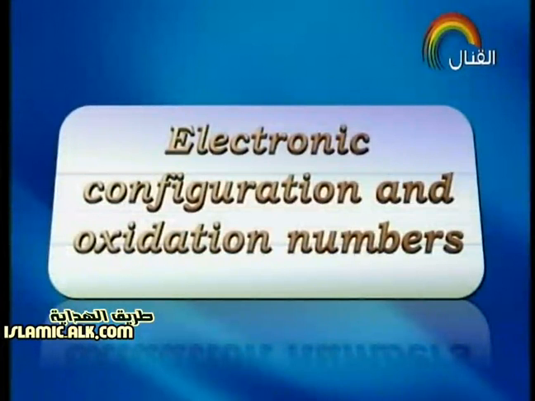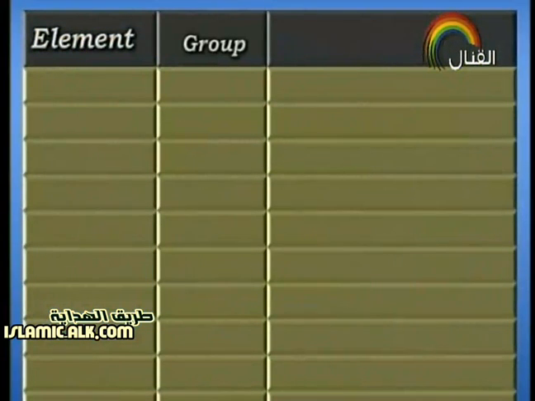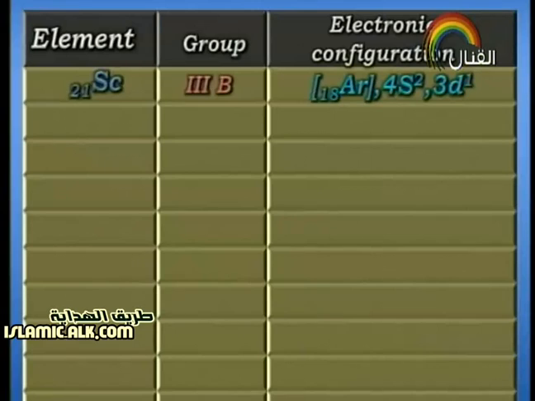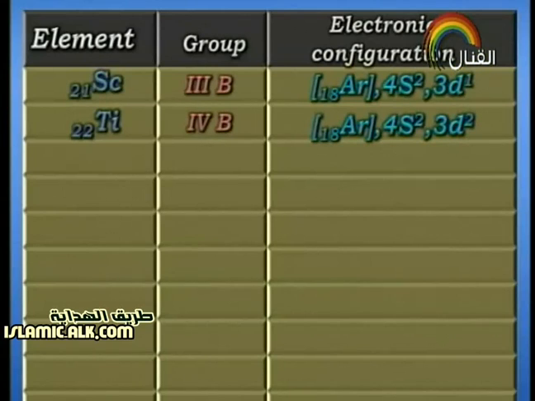My dear students, today we are going to discuss the electronic configuration and the oxidation number of the first transition series. As shown on the screen, the element, its group, and its electronic configuration. Scandium, in group 3B, takes the inert gas structure of argon ending with 4s2 3d1. Then titanium, group 4B, configuration argon 18, 4s2 3d2.